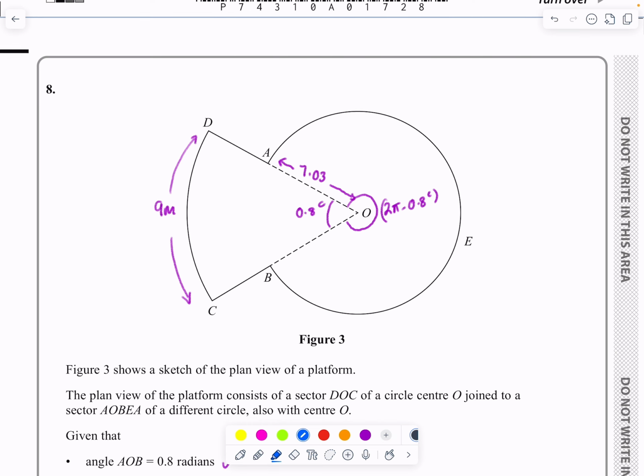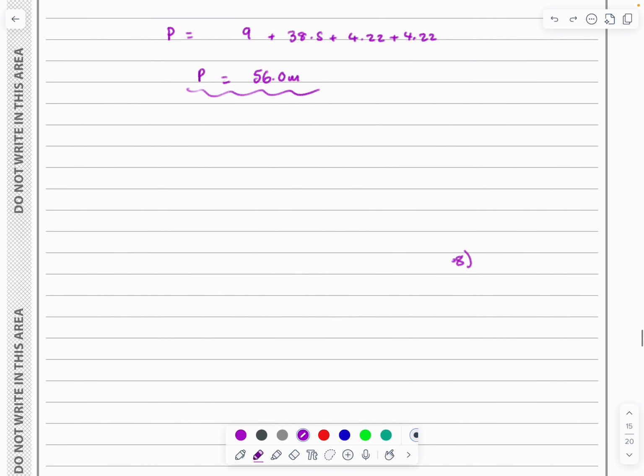So the area of this platform is going to be the area of that sector there, which is just going to be half r squared theta, where that's my theta and my r will be the 11.25 we had previously. And then the other area is going to be the area of this sector here, done along the major arc. So it's still going to be half r squared theta, but R is going to be 7.03 for that one, and theta is going to be 2 pi minus 0.8. So half r squared theta plus half r squared theta. Just keep it nice and clear for the examiner.